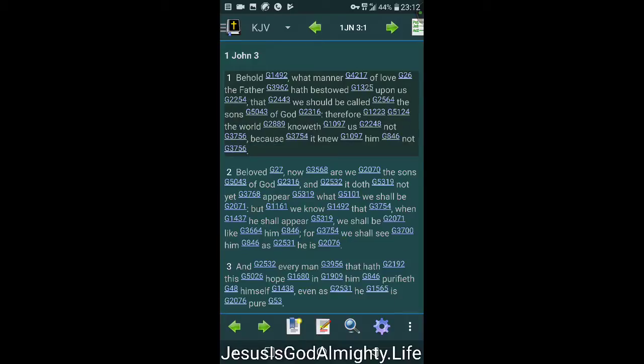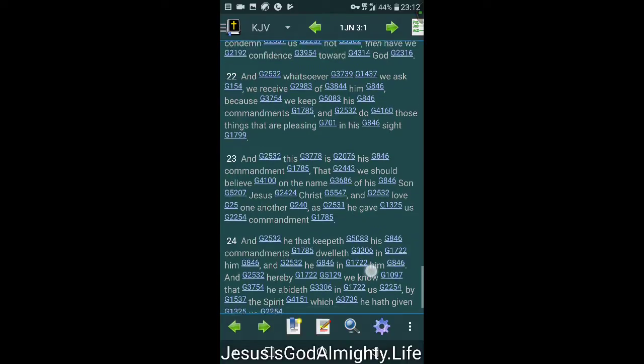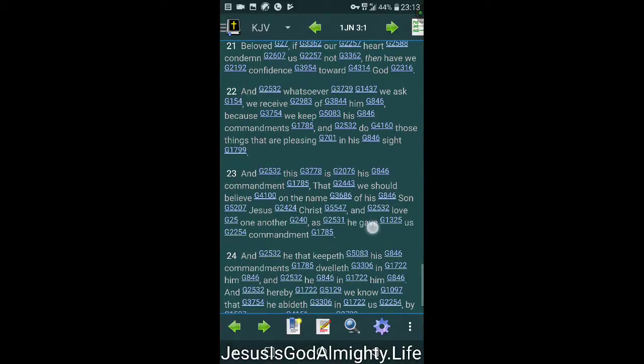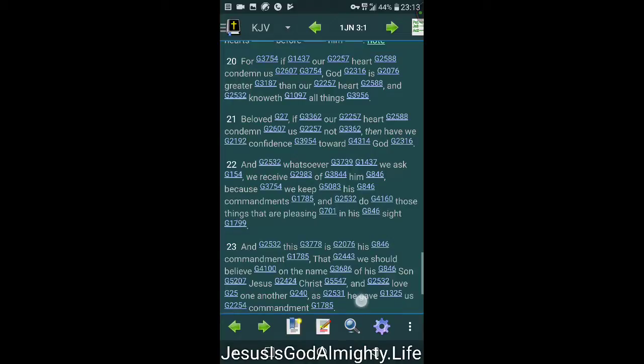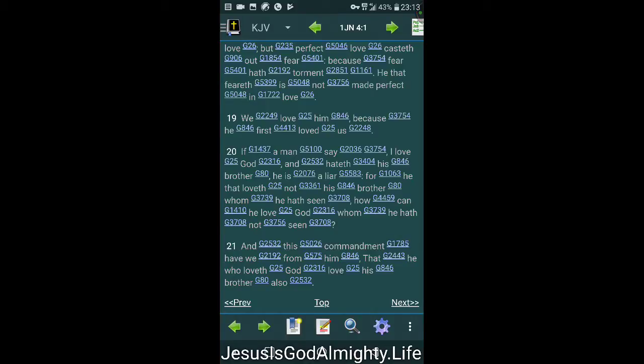Oops, let's go back. I need to fix that at some point. And he that keepeth His commandments dwelleth in Him, and He in him, and hereby we know that He abideth in us by the Spirit which He hath given us. And this is His commandment, that we should believe on the name of His Son, Jesus Christ, and love one another, as He gave us commandment. Keep His commandments, beloved. There was something about His commandments not being grievous.